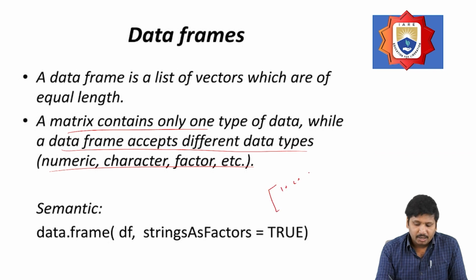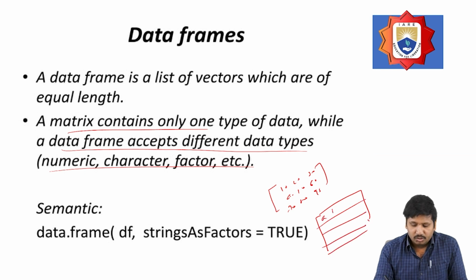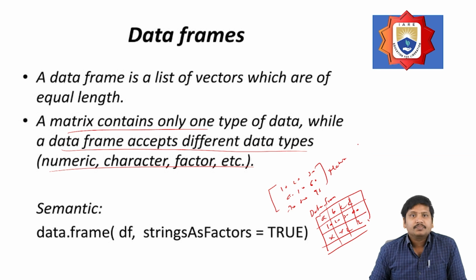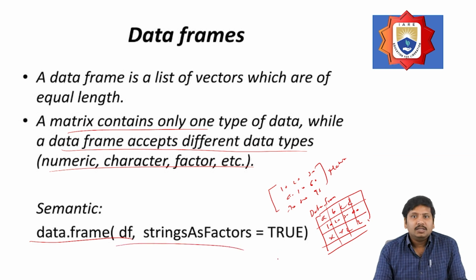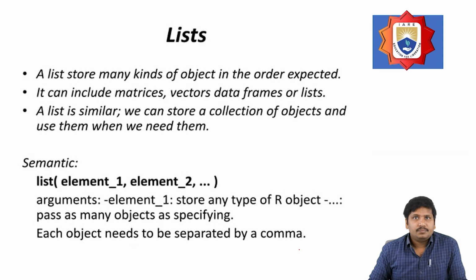Suppose I consider a matrix. What are the matrix values? Integers only or numerics. But in the case of a data frame, it is a list of vectors which can hold data of different types. So this should be the data frame and this should be the matrix. How is a data frame created? data.frame of df, with stringsAsFactors equal to TRUE.